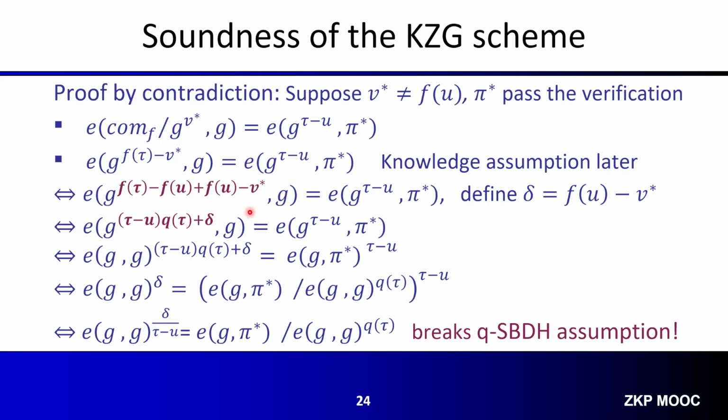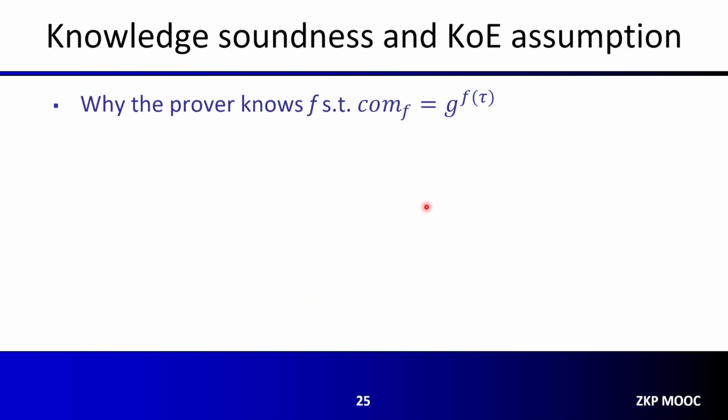And if you can't follow the entire derivation, note that the key idea of this security proof is to decompose this fake value v star into the correct value f of u and a difference delta. And then we can actually extract the common factor of tau minus u in the exponent. So that is the most clever step of this security proof, in my opinion. So after that, we actually have a remaining part that is not solved yet.